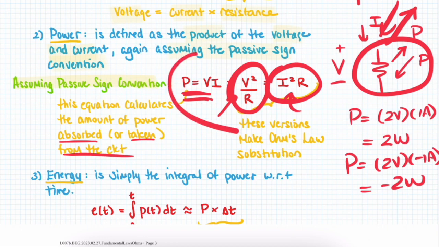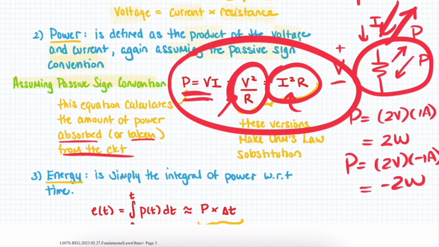So all three of these, P equals VI, P equals V squared over R, P equals I squared R, if they obey the passive sign convention, describe the amount of power being drawn from an element, from the system, and being converted to some other form.